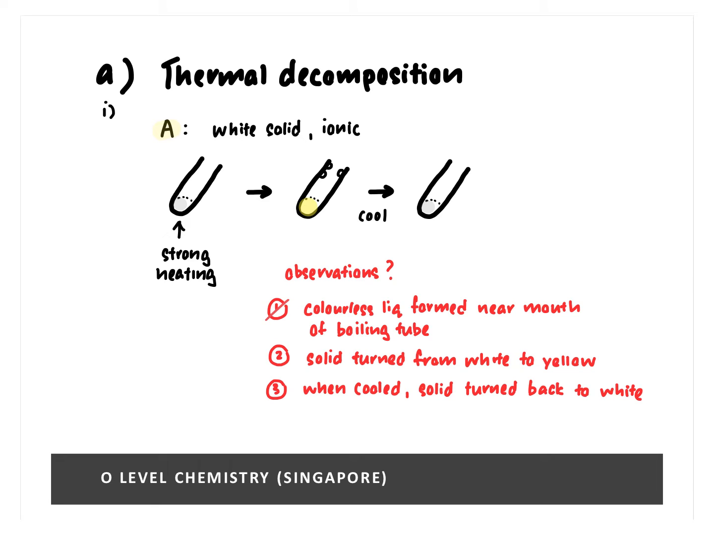That is your water of crystallization. You should have observed that the solid turned from white to yellow on heating as well. Most likely, the solid that you are heating is zinc carbonate. Zinc carbonate upon decomposition will give you zinc oxide, and the unique thing about zinc oxide is that it's yellow when hot and white when cool. So the last observation that you should expect is that when you cool it down, the solid turns back to white.